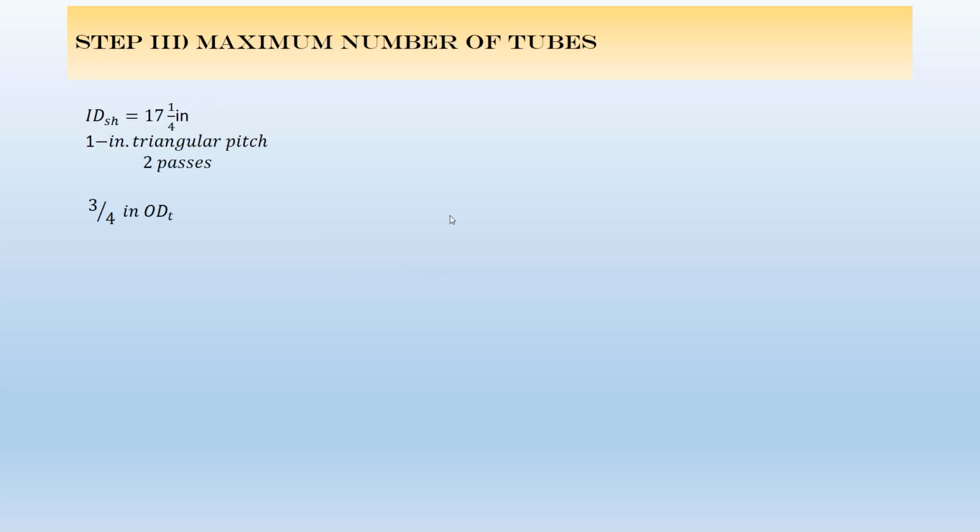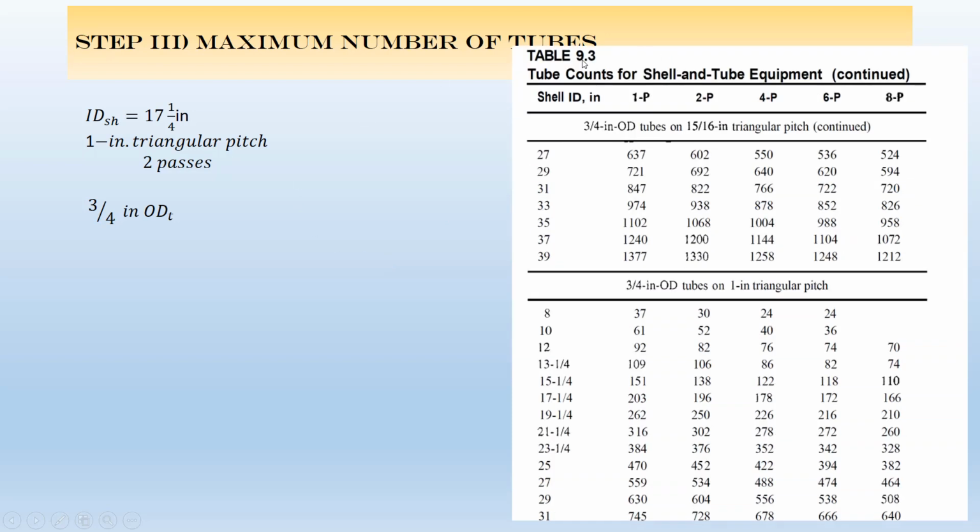And then we need to find also the maximum number of tubes. If you remember from my previous lecture, the maximum number of tubes depends on several factors. It depends on the internal diameter of the shell, the tube configuration, the pitch size, and the OD of the tube. So if you use all this information and also table 9.3, you can find the maximum number of tubes.